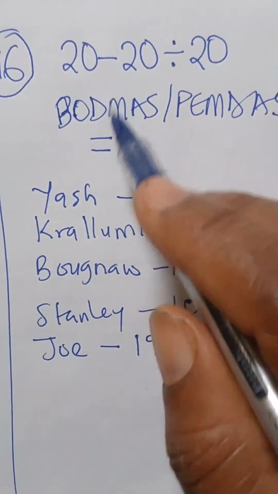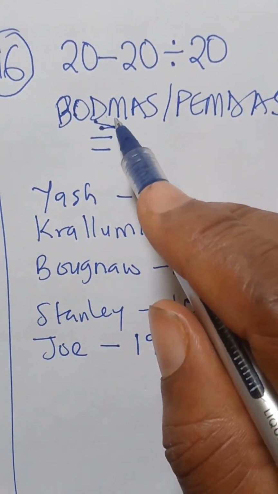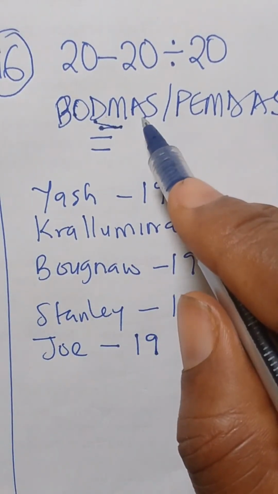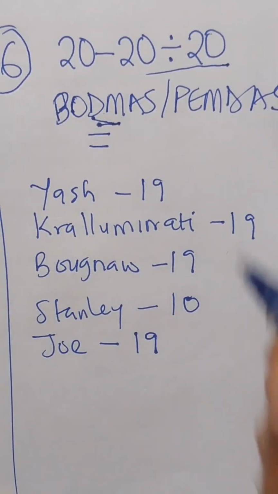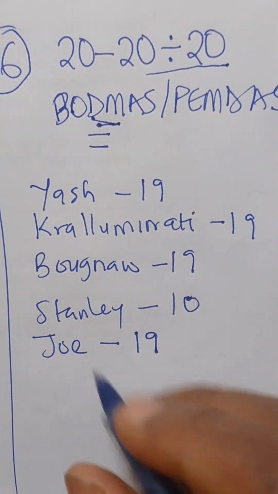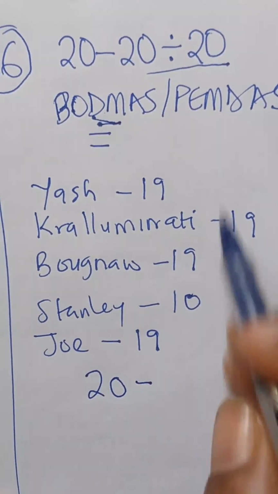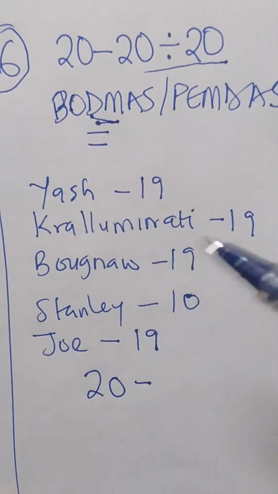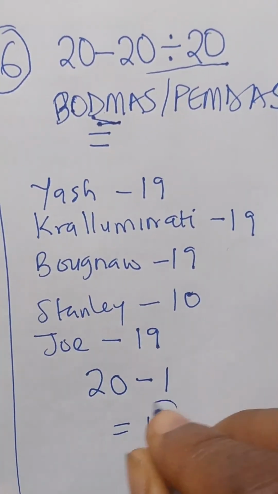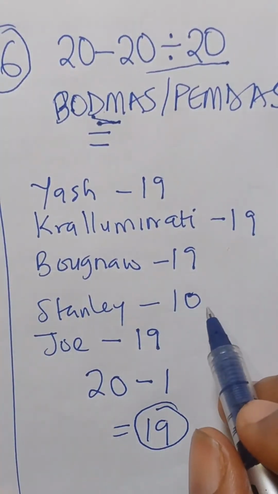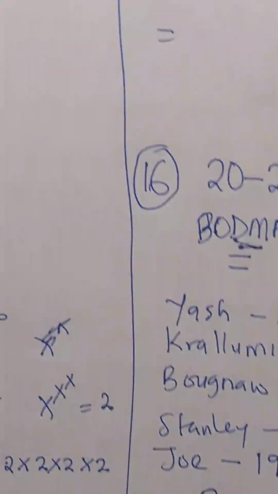So we have BODMAS. We apply division before addition, before subtraction. So we divide first. So we start from here. Okay. That is correct. 19. So we have 20 minus 20 divided by 20 will give us 1. And that is equal to 19. So everybody got it correctly. Only Stanley, this your solution here is not correct. So we are clapping for everybody.